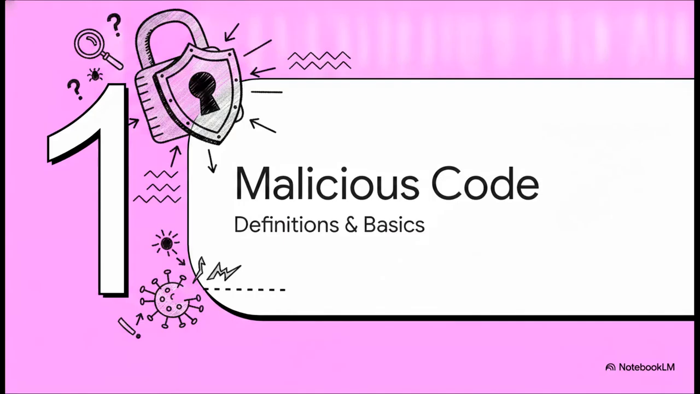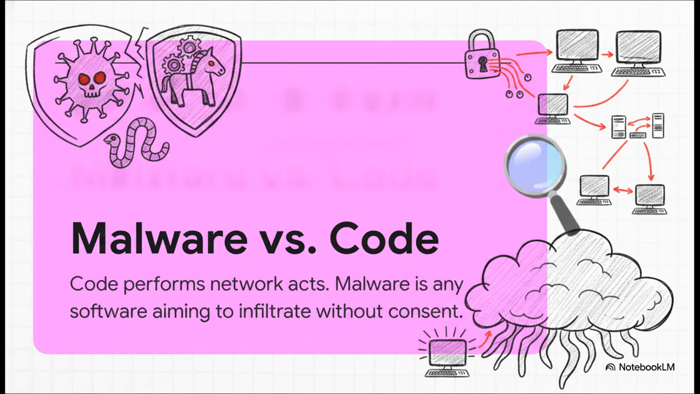What is malicious code? While IT pros often use these terms interchangeably in everyday conversation, there's actually a pretty important technical distinction you need to grasp for the exam. Malicious code refers specifically to software performing unauthorized actions on a network. Think your traditional viruses, worms, and Trojans. Malware, well, that's the broader umbrella term. It basically encompasses the whole shebang: any software designed to infiltrate or damage a system without the user's consent.